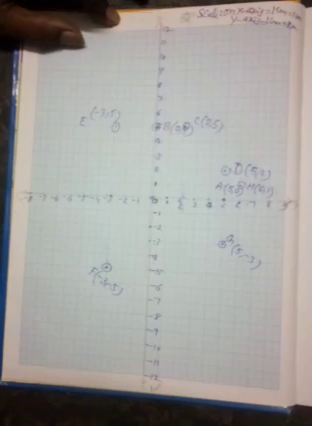Understood this point, my dear children? How to plot the points in the Cartesian plane. Understood? Right.